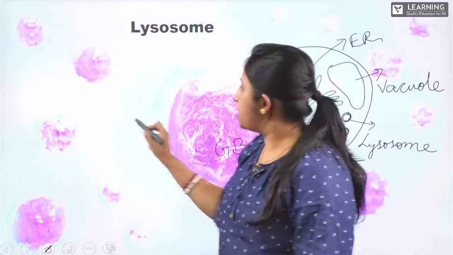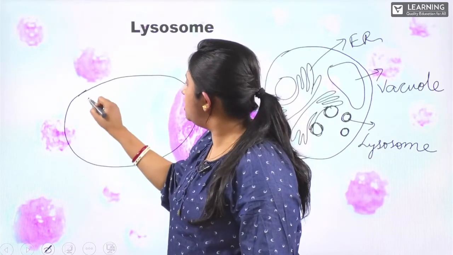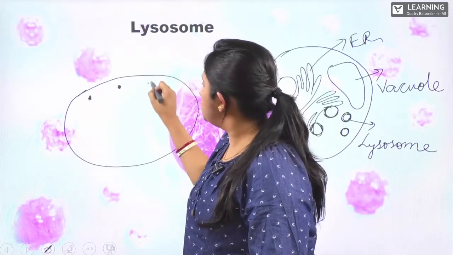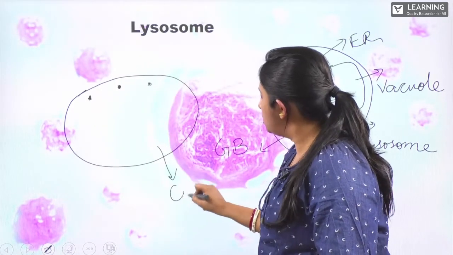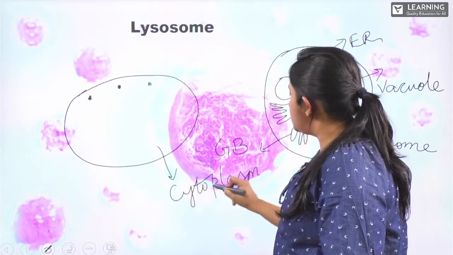So how is this lysosome exactly? How is the structure of the lysosome? Inside the cell, you will see in the cytoplasm. This area is the cytoplasm. So these lysosomes are what?